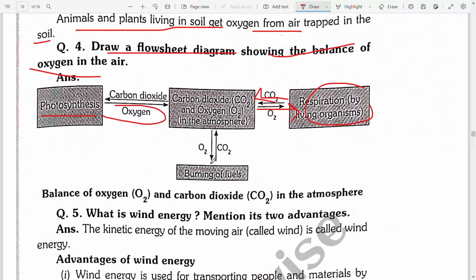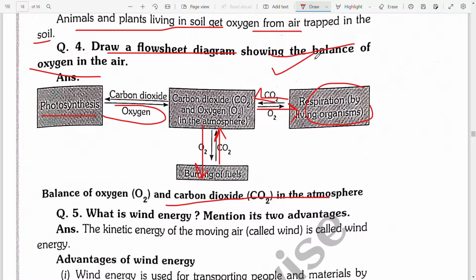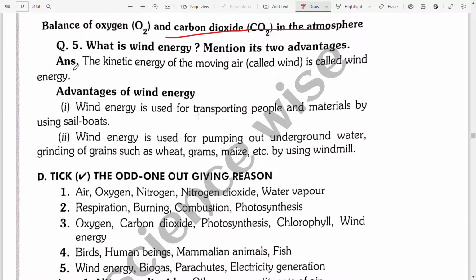ठीक है. Burning of fuel is the process in which carbon dioxide is released in the atmosphere and oxygen is used from the atmosphere. Okay. The balance of oxygen and carbon dioxide in the atmosphere is thus shown. Okay. Next is question number 5.